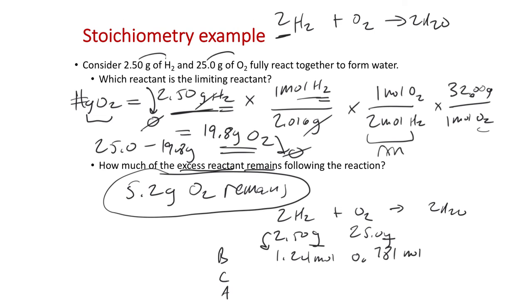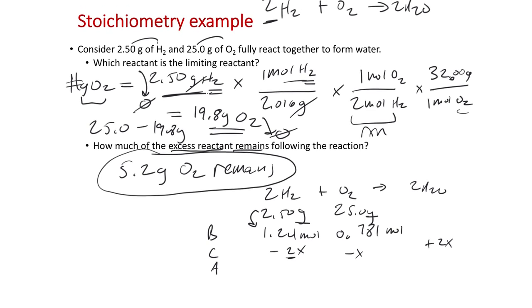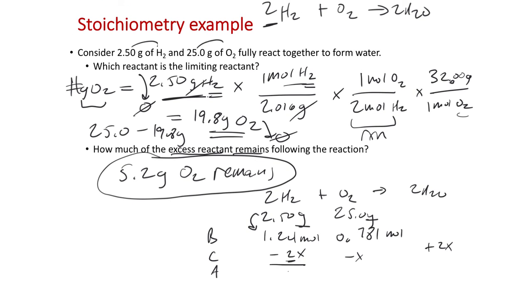If you think about your change, it's minus 2x, with a 2 in front of x because of the 2 in front of H2, minus x in front of oxygen, and plus 2x for water. Now, if you know H2 is limiting, then you know this goes to 0. And I think there are two ways we can know that: one from the problem we did earlier, and the second from the ratio of the moles.